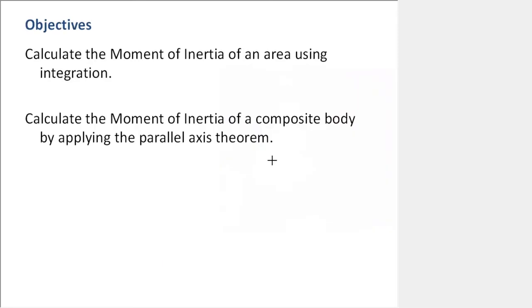So objectives: calculate the moment of inertia of an area using integration. Calculate the moment of inertia of a composite body by applying the parallel axis theorem. Hey, sounds familiar, right? That's just the same two things we did in Chapter 9, but instead of looking for x bar and y bar, which is a centroid, we're now looking for the area moment of inertia. And you can see that it's kind of related.